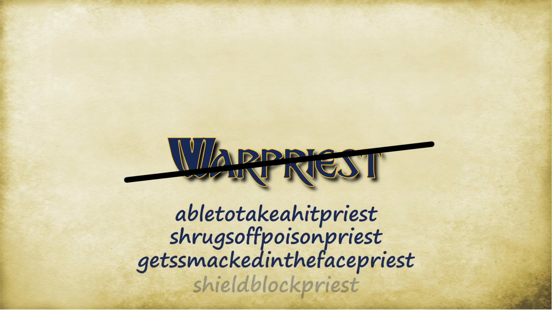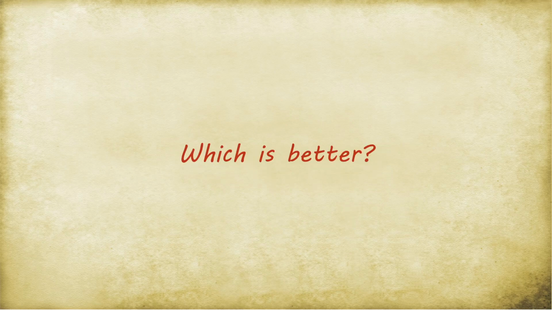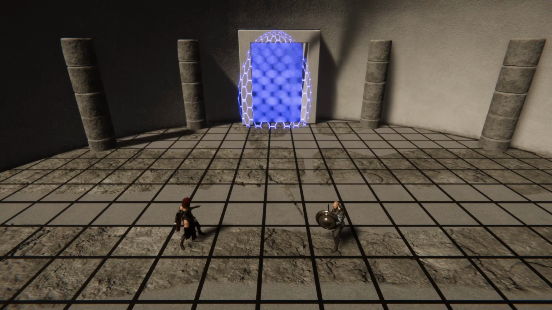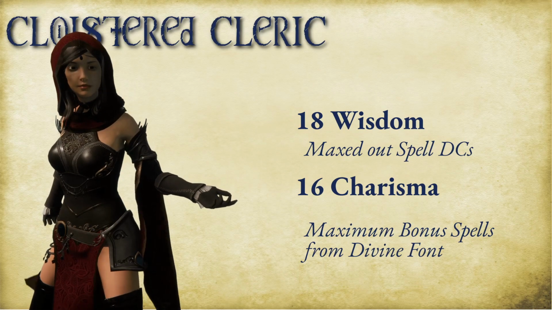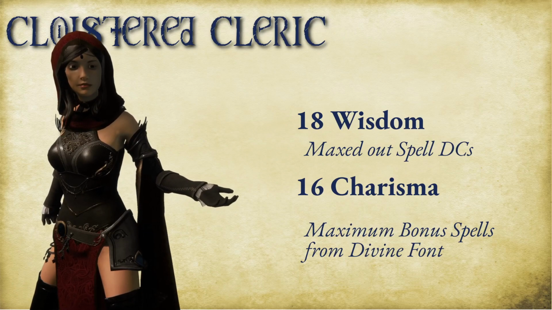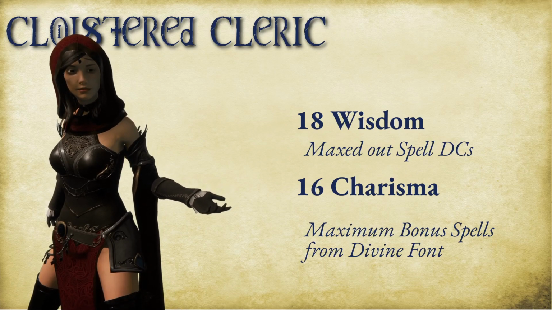Now here is the big burning question, and really the only important question when it comes down to it. Which of these is better? In other words, if I were to take a Warpriest and a Cloistered Cleric and throw them in some magically sealed arena and lock the exit, who would walk out and who gets carried out on a stretcher or on a shield or whatever?